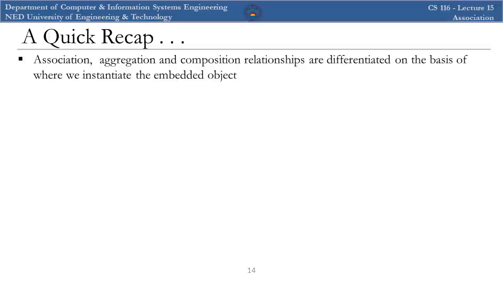Here's a quick recap. In today's lecture, we saw how we can differentiate association, aggregation, and composition while coding. It's just a matter of object instantiation, like where you instantiate it, that will categorize it as a composited object or an aggregated object.